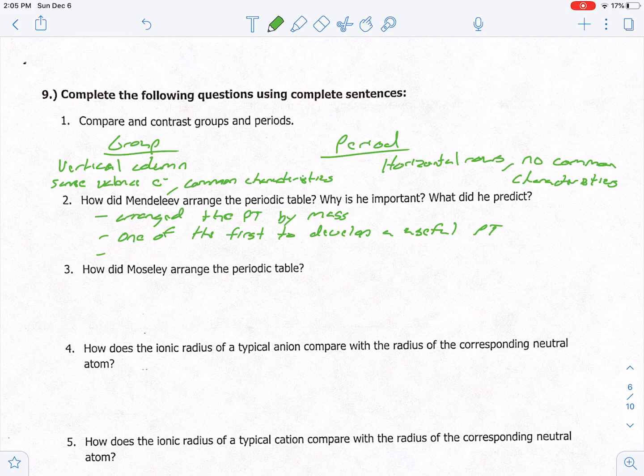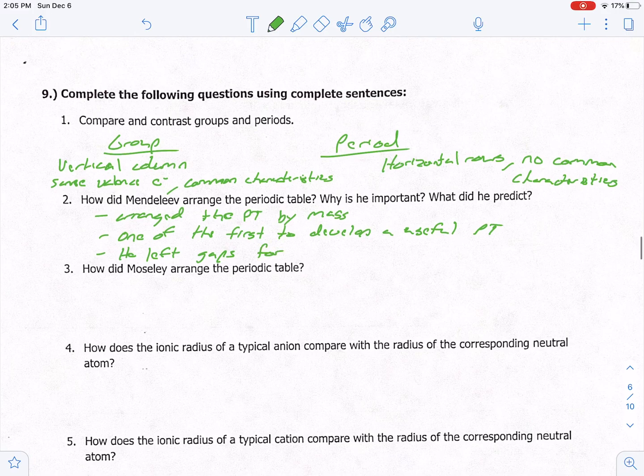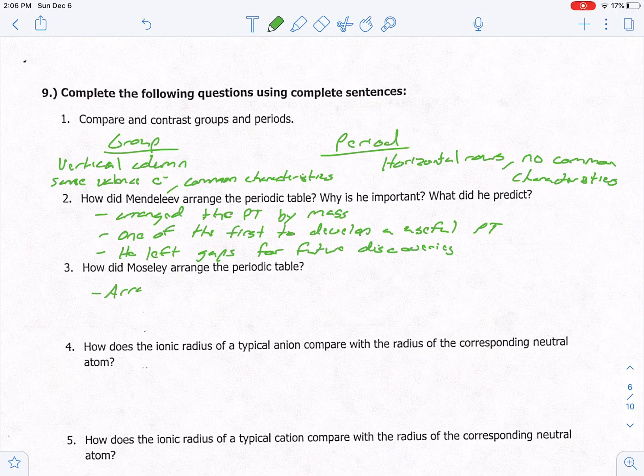But in his time, he knew that he was not going to be able to find them all. So he left gaps for future discoveries. He knew there were other elements but wasn't able to get to them, so he left gaps to fill in with time. Then Moseley came along in the early 1900s, and he arranged it by atomic number. This helped with the organization of it, so we ranked it by atomic number.